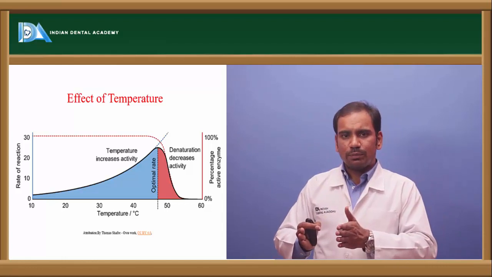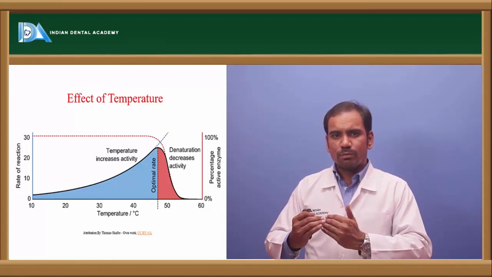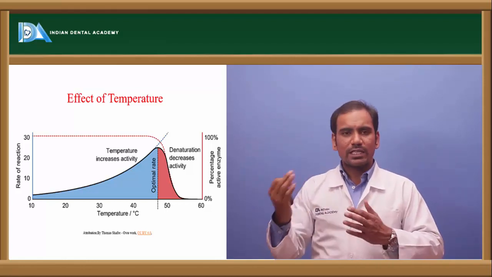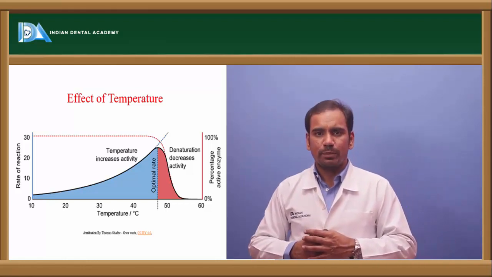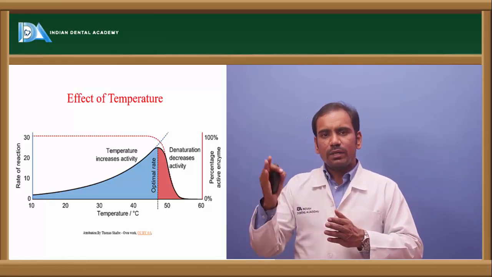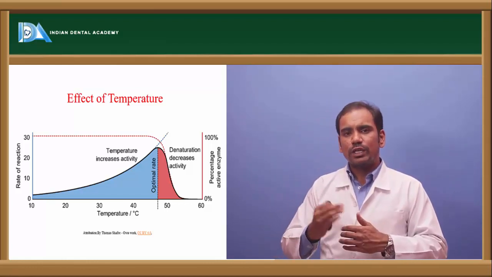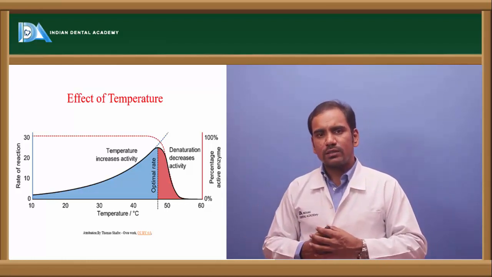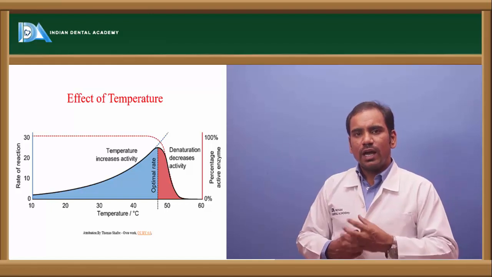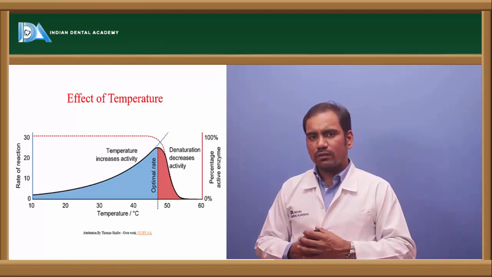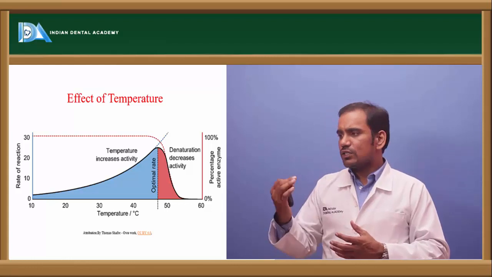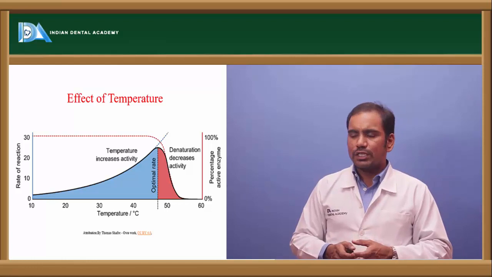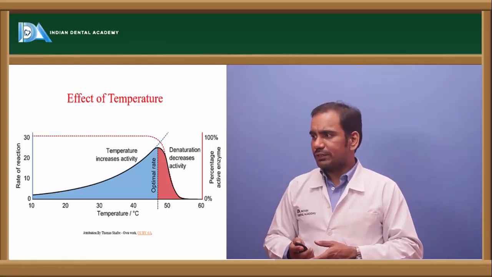At a particular temperature, the enzyme shows maximum activity. The temperature where it shows maximum activity, we call the optimum temperature. And at extreme temperatures, enzymes are subjected to denaturation, and whenever denaturation of protein occurs, it loses its biological activity. Whenever it loses its biological activity or structure, it leads to a decrease in the velocity of the reaction. So that is the effect of temperature on the rate of the reaction.